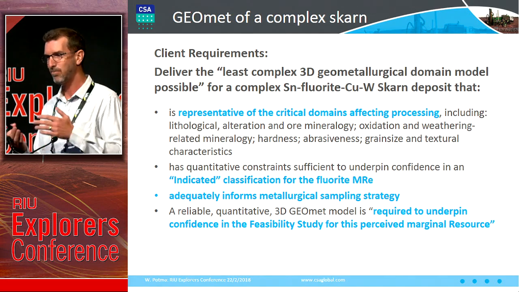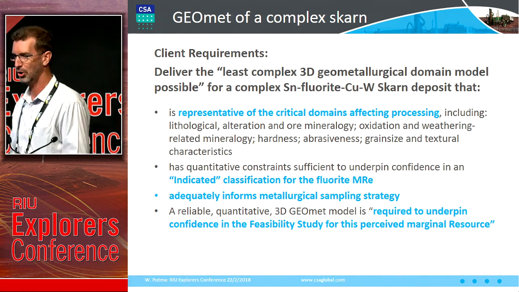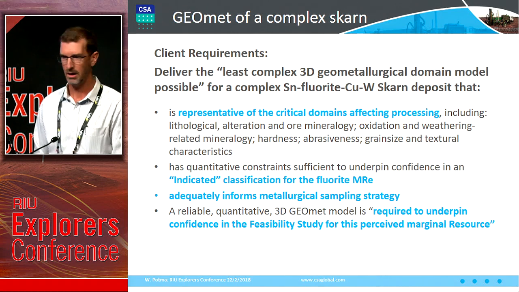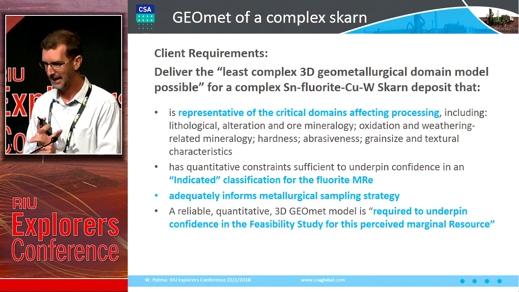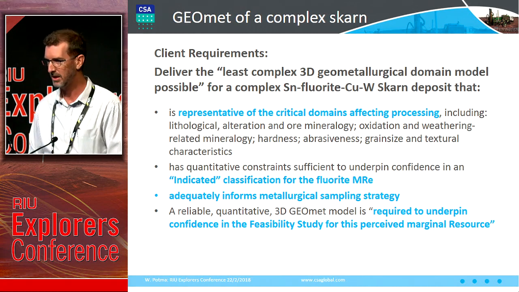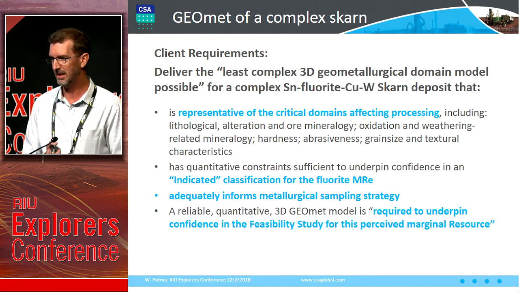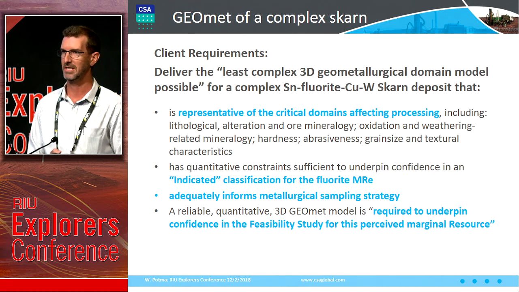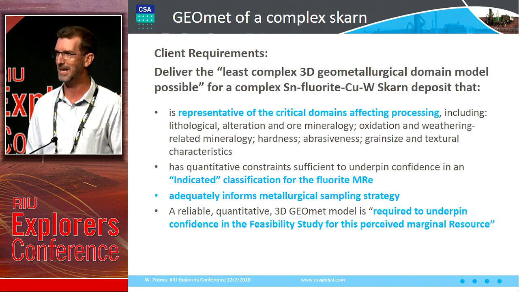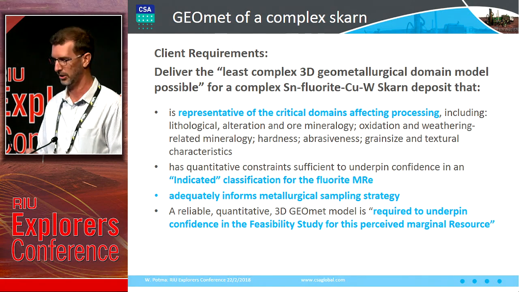The client said to us, they were really afraid of an overly complex model. We need the least complex 3D geometallurgical model we can get. But it has to be able to help us to get an indicated classification for the fluorite in the mineral resource. It has to be representative of the domains, and it has to give us enough confidence to drive the feasibility study forward, given that some of our backers, our financiers, still think this thing is marginal, and they're uncertain about where they're going to go with it.